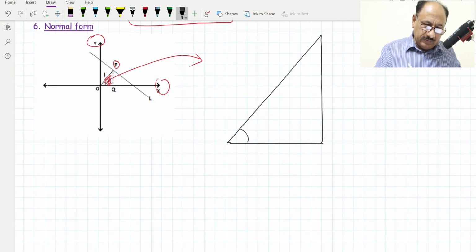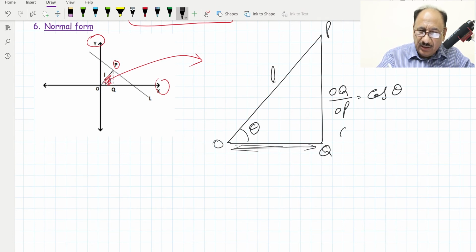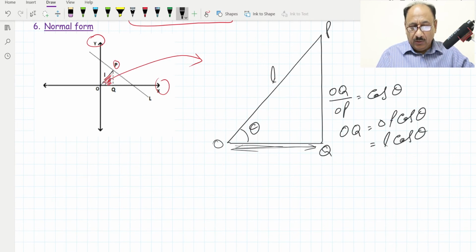So this angle is theta, or we can take it as beta or theta, and this one will be P, this is Q, and this one is O, and this length is L. So we can write OQ, which is the adjacent over the hypotenuse OP, equal to cos of theta, so OQ is equal to OP cos theta, and OP is equal to L, so we can write L cos theta. Now we got OQ is equal to L cos theta.